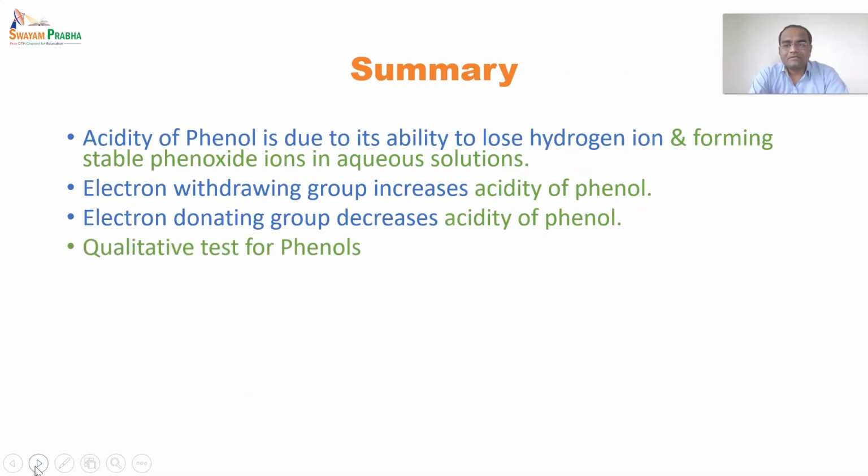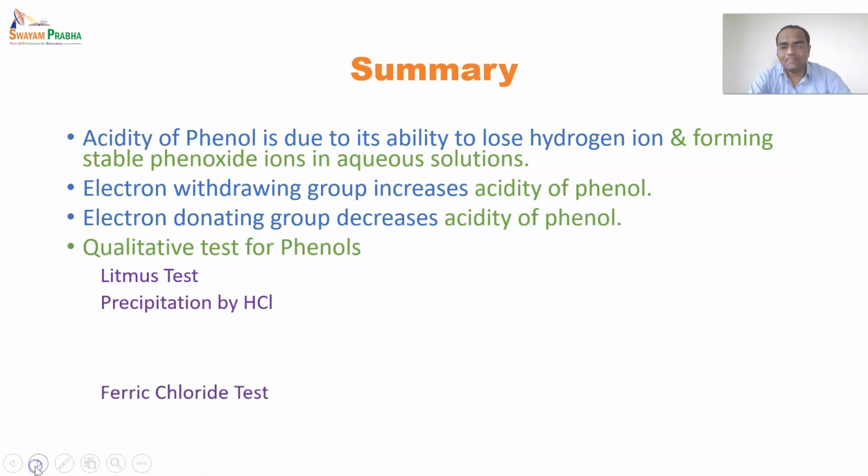After that we have seen qualitative tests for phenols. The first test we have seen is the litmus test. In the case of a litmus test, blue litmus paper turns red. Precipitation by HCl: when phenolate has been treated with sodium hydroxide, it becomes a salt solution which is soluble, and after that it is precipitated by HCl, giving out phenol once again.